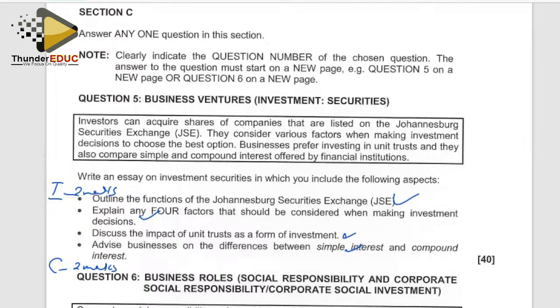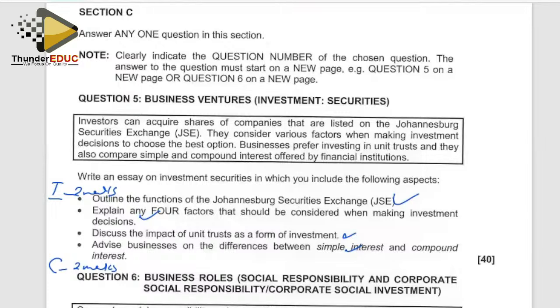Okay, right. So now let's check the last one, where we're supposed to advise businesses on the differences between simple interest and compound interest. Under simple interest, interest is earned on the original amount invested, meaning you earn interest on the principal amount that you have initially invested. But when it comes to compound interest, the principal amount grows with the additional interest on it. So it means that you calculate the interest on what? On the principal amount for the first year. Then in the second year, you're going to calculate the interest on what? On the principal amount plus the interest that has been earned in the first year.